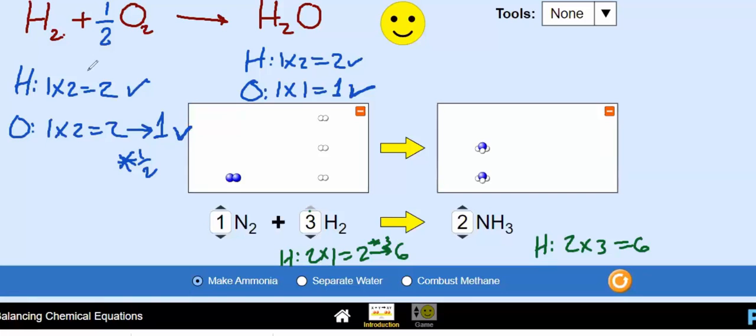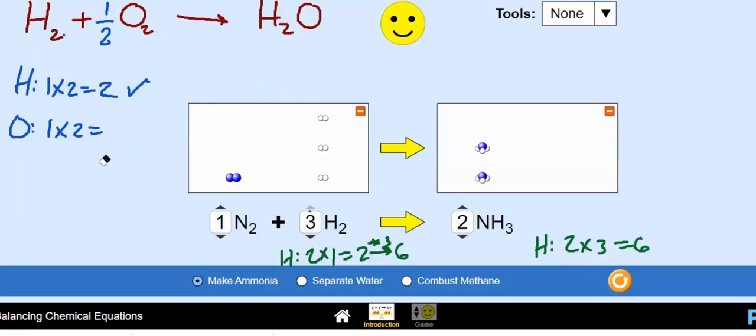But we cannot leave it this way. So what should we do? What we need to do right now is to multiply all the coefficients by 2. So now I'm going to put it down here. I'll take off those. So now we know the equation is balanced, but it's not written in the correct format because we have fractions. So yes, we have a balanced equation, but it's wrong because of the fraction.